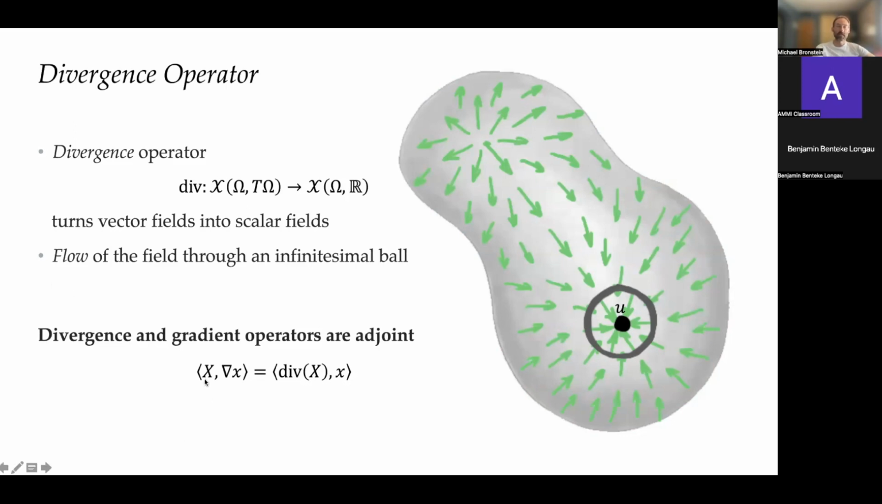Adjoint means that if I take an inner product between the vector field X, right, and here the inner product will be on vector fields, and the gradient of a scalar field x lowercase, then it will be equal to the divergence of the vector field, inner product with the scalar field x lowercase, right? And the inner product here is on scalar fields, right? So basically, divergence is the adjoint operator of the gradient, okay?